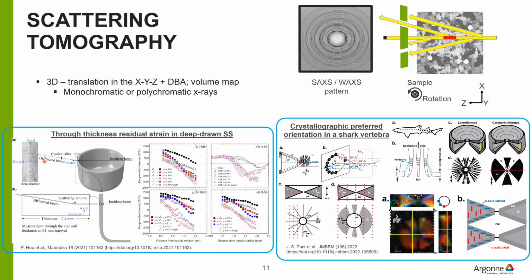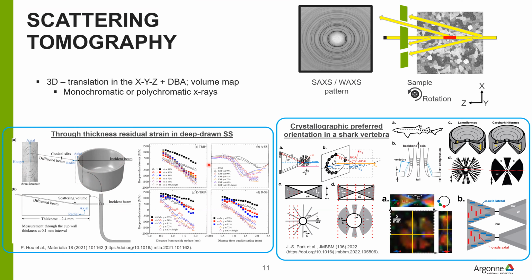So on the left here, this is a case where you had a diffracted beam aperture like shown here. In this case, what they wanted to do was understand how deep drawing of stainless steel alloys of different types changes how the residual strains are distributed along the thickness and also the height of the sample.